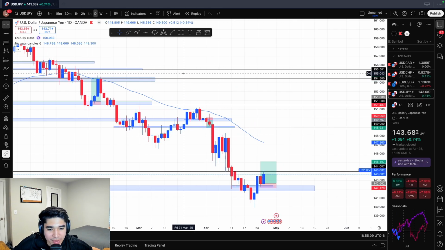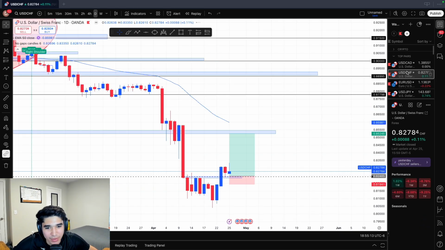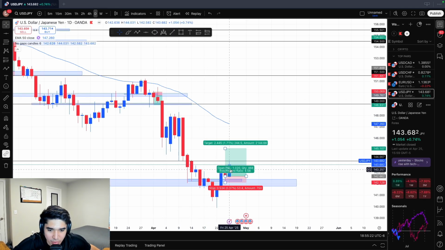USD, I'm already on this trade. This one is basically what should have happened here. It didn't happen. I'm okay with that. But it's the same thing. Bearish, now we switch bullish. Pullback, impulse.